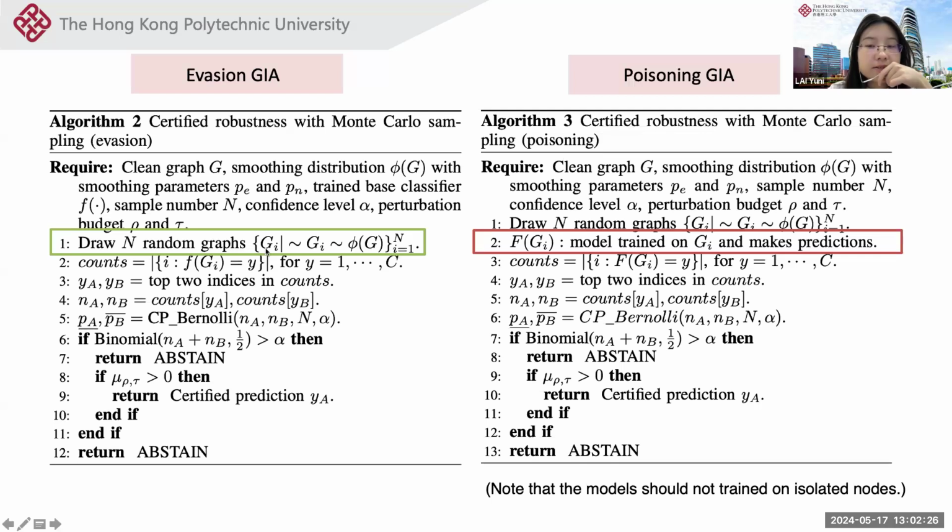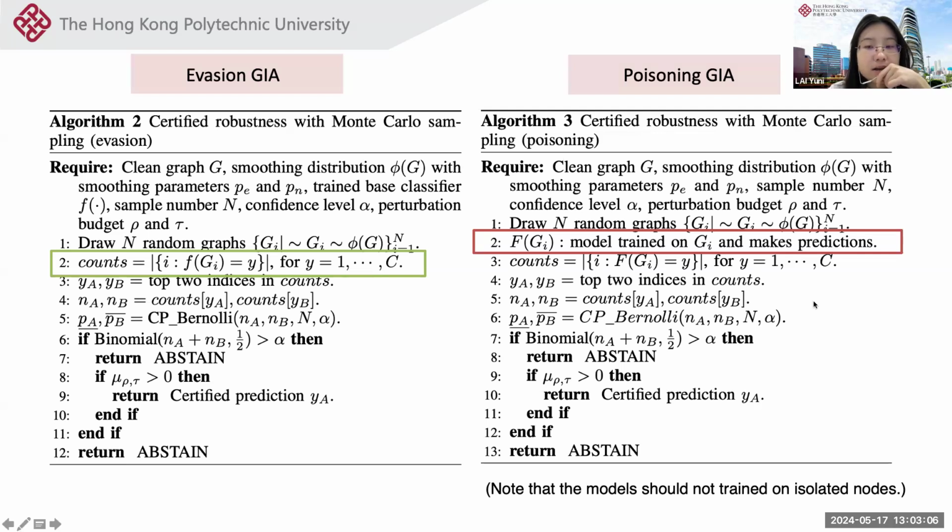For defending against evasion GIA, we have a well-trained base classifier F. Firstly, we draw n random samples from the randomization distribution phi G. Then, for the n random graphs, we make n predictions, and then we count the frequency of each class. The upper bound and lower bound of the probability can be obtained via the Clopper-Pearson-Bernoulli confidence interval. Finally, we can get the certified prediction YA if the certifying condition is satisfied.